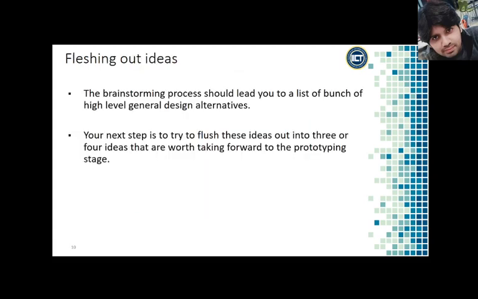Now the brainstorming process should lead you to a list of a bunch of high-level general design alternatives. These are likely just a few words or a sentence each, but they describe some very general idea of how you might design the interface to accomplish this task. Your next step is to try to flesh these ideas out into 3 or 4 ideas that are worth taking forward to the prototyping stage.